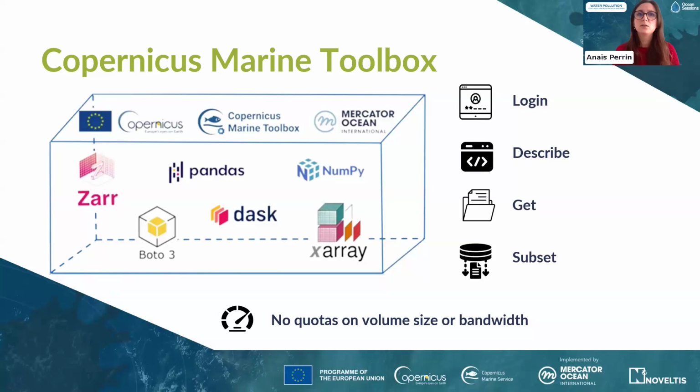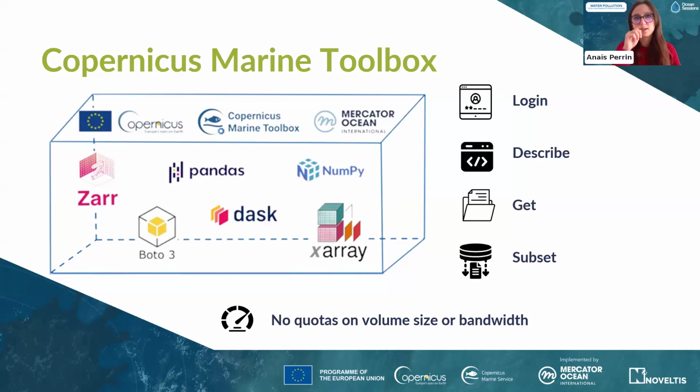The first one is the login function. This function creates an encrypted configuration file containing your credentials so that you don't have to re-enter your username and password each time you want to download data. The second function is called describe. It allows you to retrieve catalog information and detailed metadata for products and datasets.